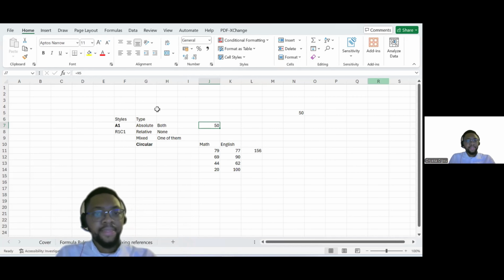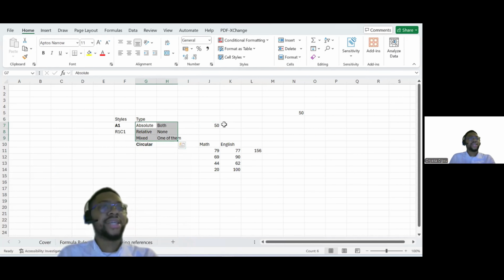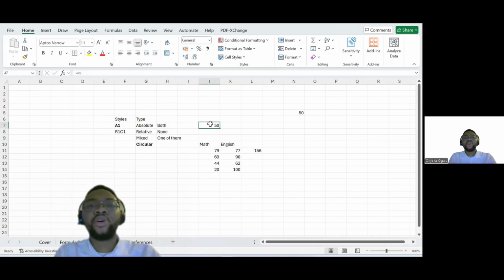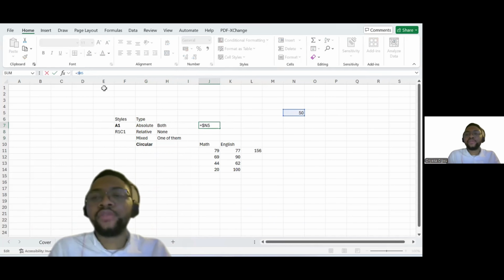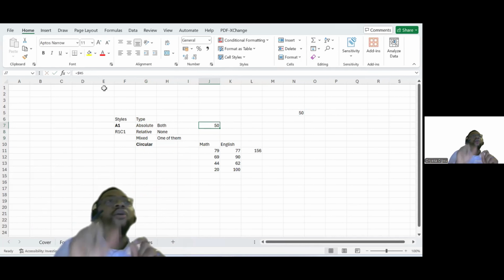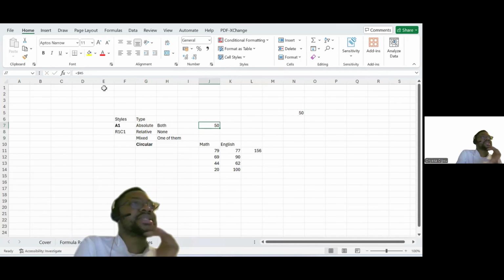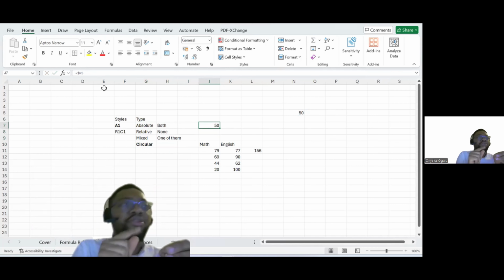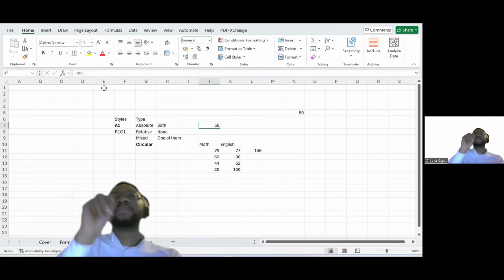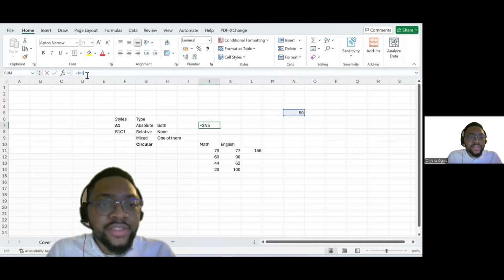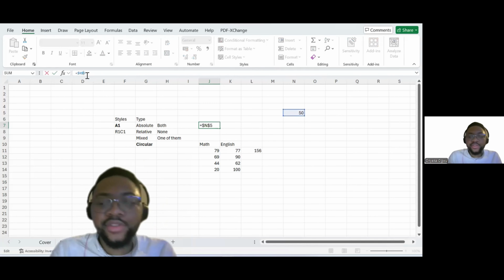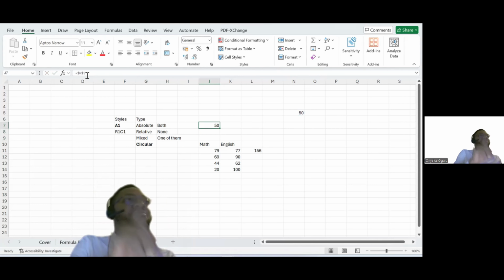I've given you the breakdown here. I just need one more person. Thank you. Relative. It's relative because we did not lock both of them. Now, if I come here and put a dollar sign in front of the N, is it absolute, relative, or mixed? It's mixed. Now, if I put a dollar sign in front of the N and in front of the 5, is it absolute, relative, or mixed?